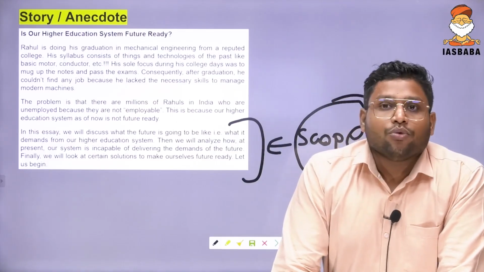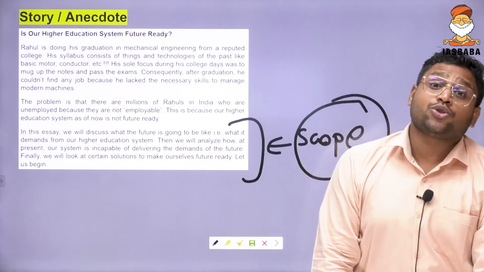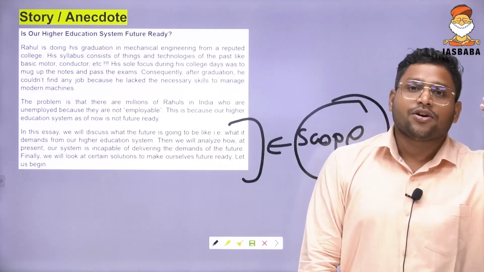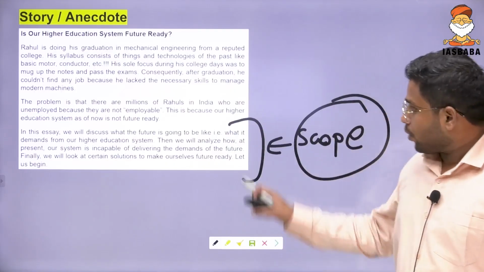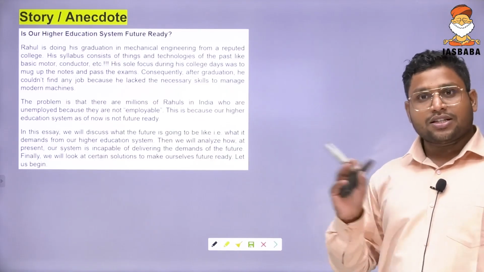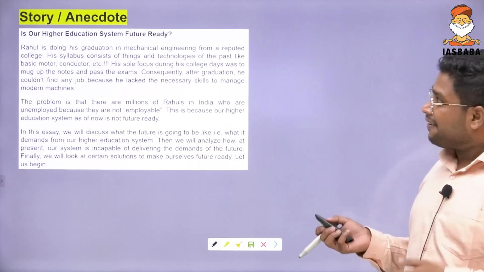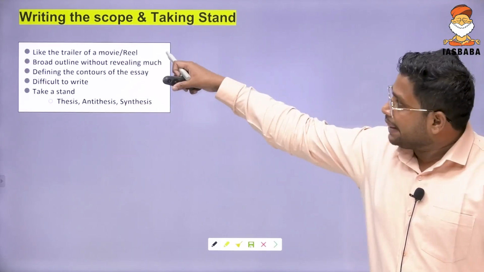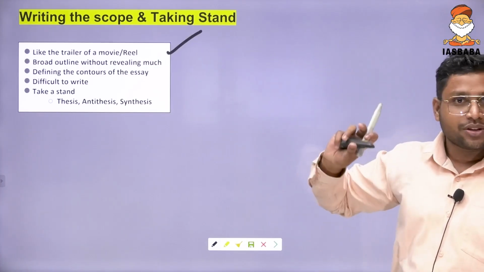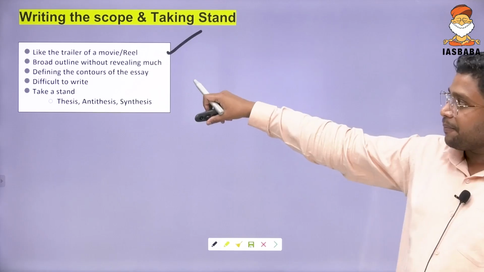Just like movies have trailers, and in trailers they don't show everything, but they show something which will make you interested enough to watch the entire movie. So in this part, wherein you're just telling that in this essay I'm going to discuss this, just touch it and leave it. Don't tell everything over there. It should be like a movie trailer, a broad outline, nothing more than that. Don't reveal your main content over there.